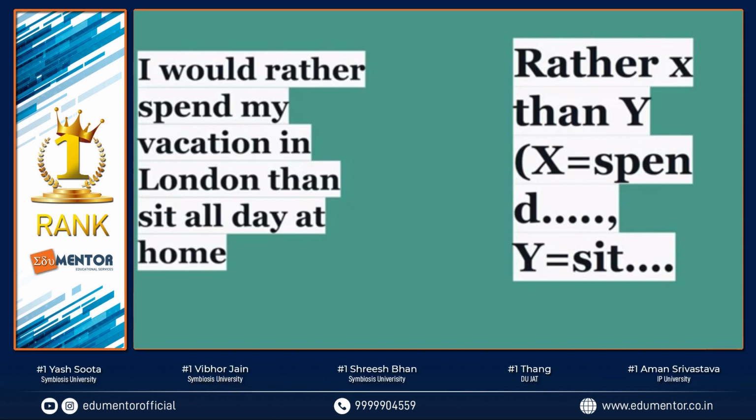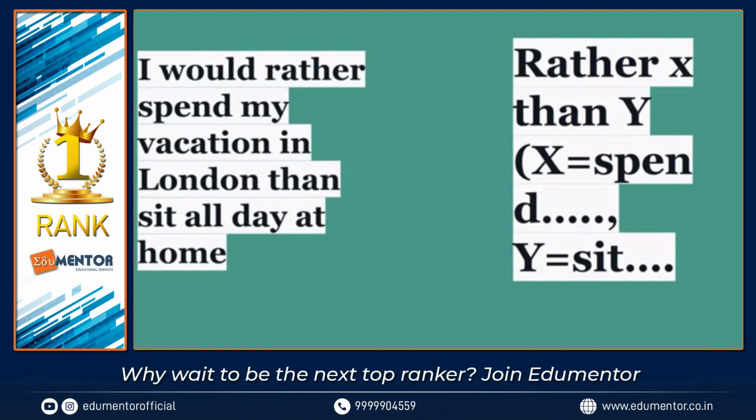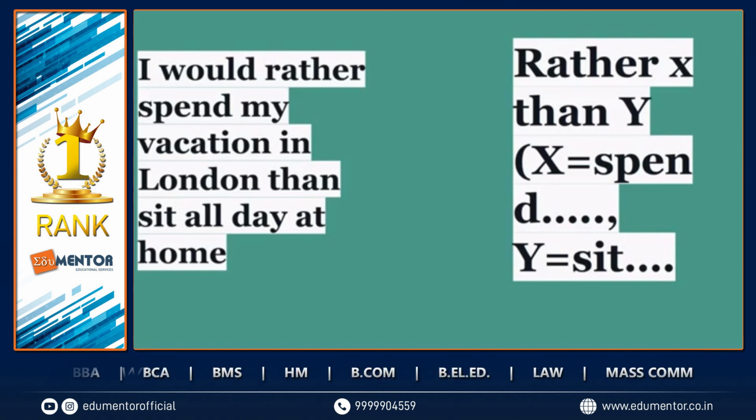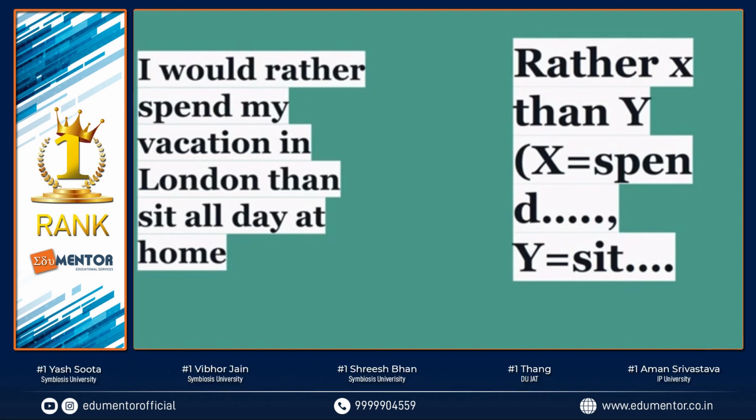So rather X than Y, not only X but also Y, neither X nor Y, either X or Y: X and Y must be consistent. X and Y must be parallel. X and Y must have the same form. That's very important. Please understand this. This becomes crucial, and if you've understood this, you've automatically mastered the topic of parallelism.